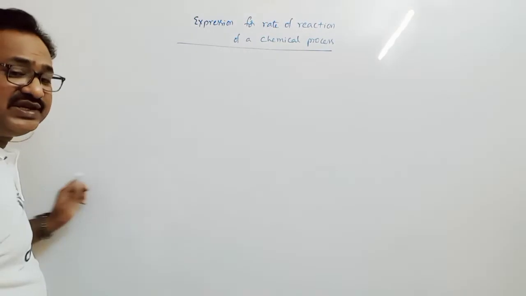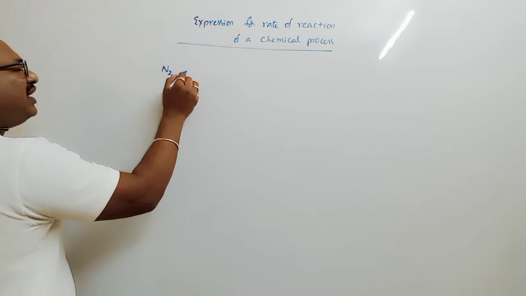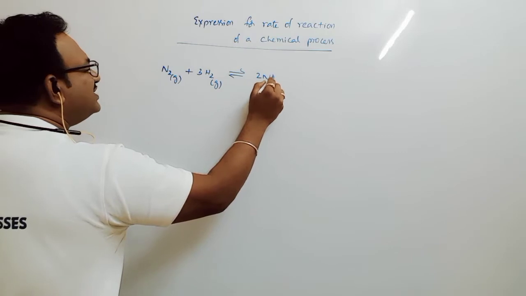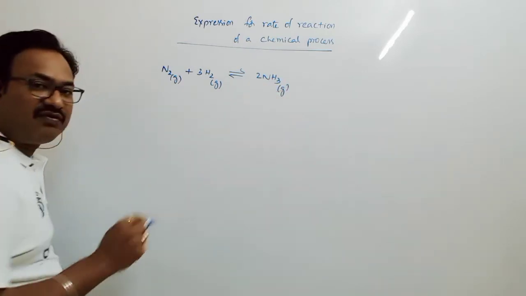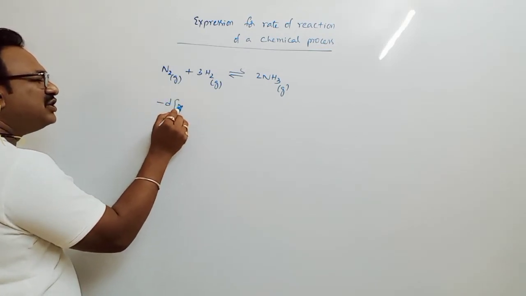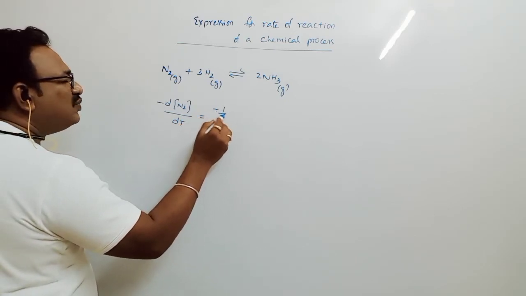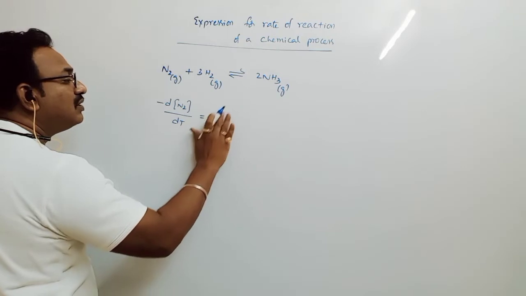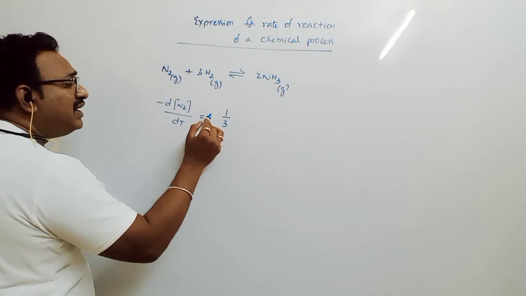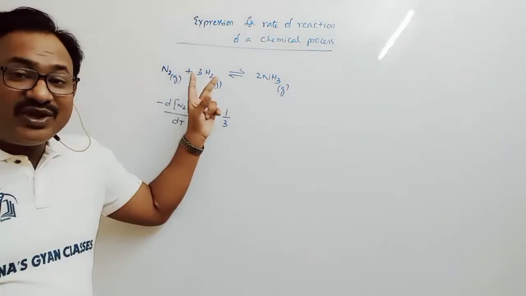See the chemical equations. Ammonia formation: N2 plus 3H2 gas gives rise to 2 NH3 gas. This is the formation of ammonia. How do we write its expression? Minus d concentration of N2 by dt is equal to minus 1 by 3. Sir, why are you writing 1 by 3 here, why don't you write 3? Because they are taken in a 1:3 ratio.